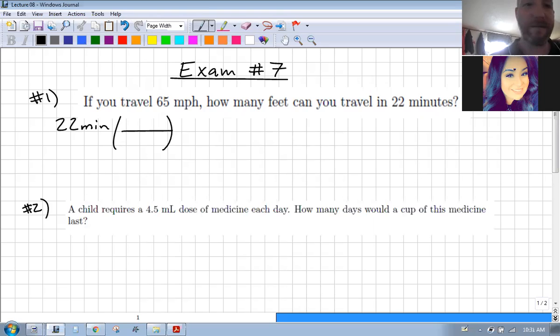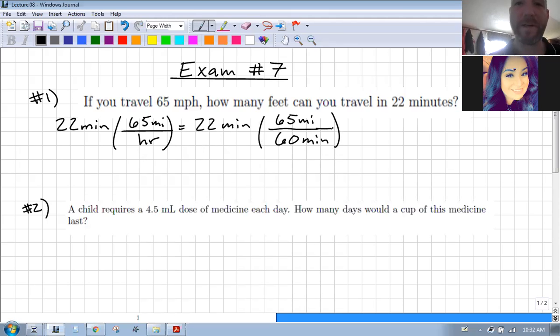Now we see that 65 miles is the same as an hour, 65 miles an hour. That's what they tell us. So what we can do here is we want the time to go away. So we can take the 1 hour and change that into 60 minutes, right? So the minutes will go away and we're left with a length here. It's in miles, but we want it to be in feet. So now we need to get rid of the miles in favor of feet.